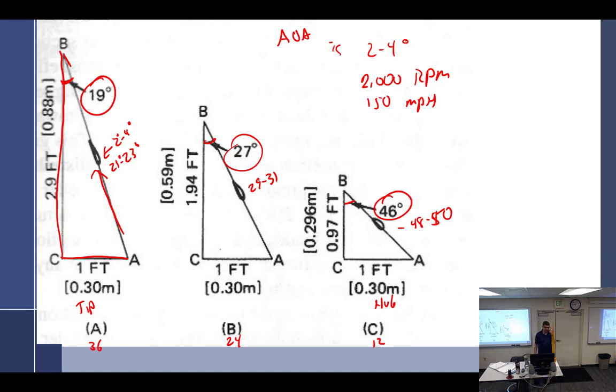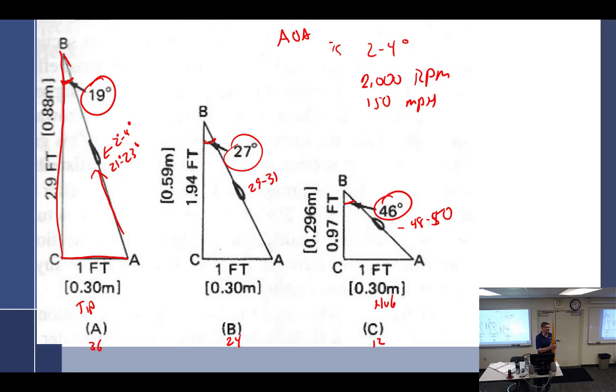So if it's supposed to be 2 to 4 degrees, why is it 19? Or what should they have written? They should have written 2 to 4. You've got to pick a number. Okay, but that's just the angle of the wind hitting it, right?